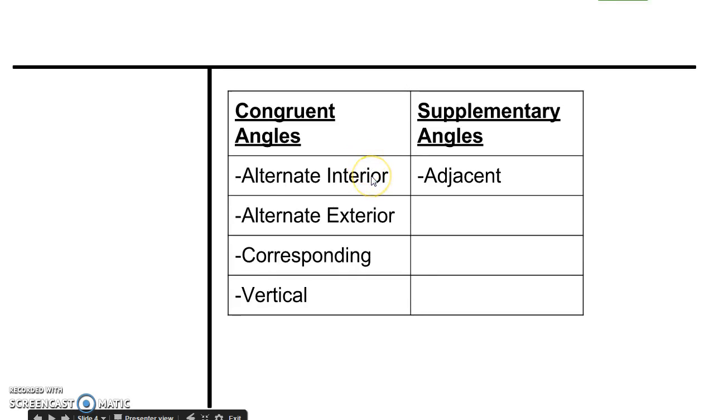So alternate interior angles, congruent. Alternate exterior angles, congruent. Corresponding angles, congruent. Vertical angles, congruent. The only ones that are going to be supplementary are those adjacent side-by-side angles. Copy this little table into your notes and then we'll try some examples.